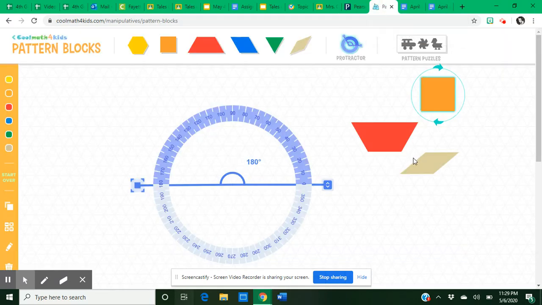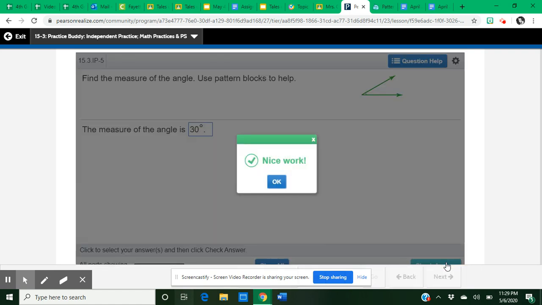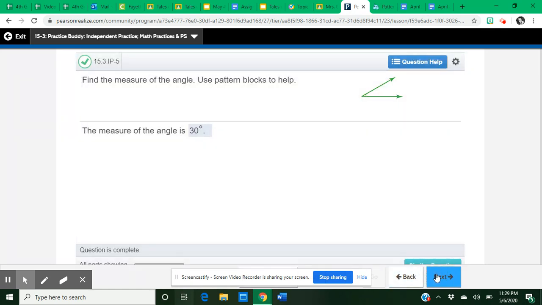Well, when we looked at this one, we said this was 40. So looking back at this, I'm going to say that's pretty close to that shape. So I'm going to guess that it's 30 degrees. You're using what you know to see. So I'm going to check my answer. Oh, look, we got it. Let's move on to another one.